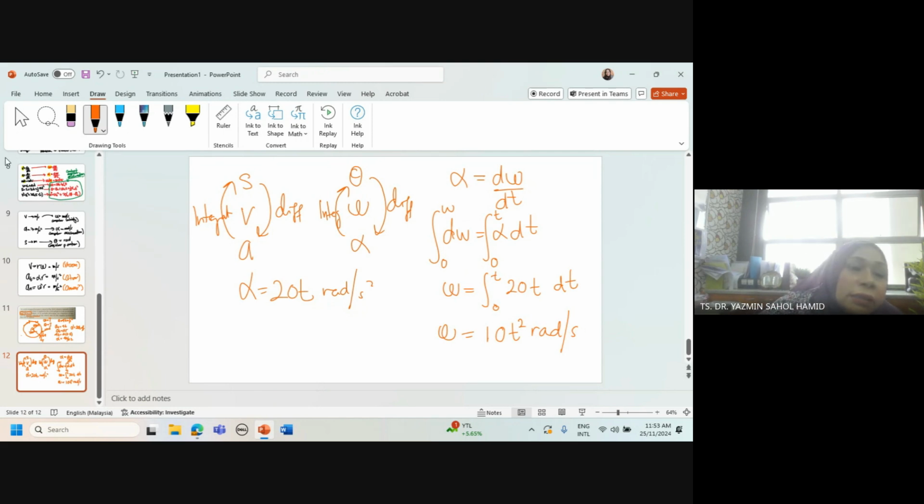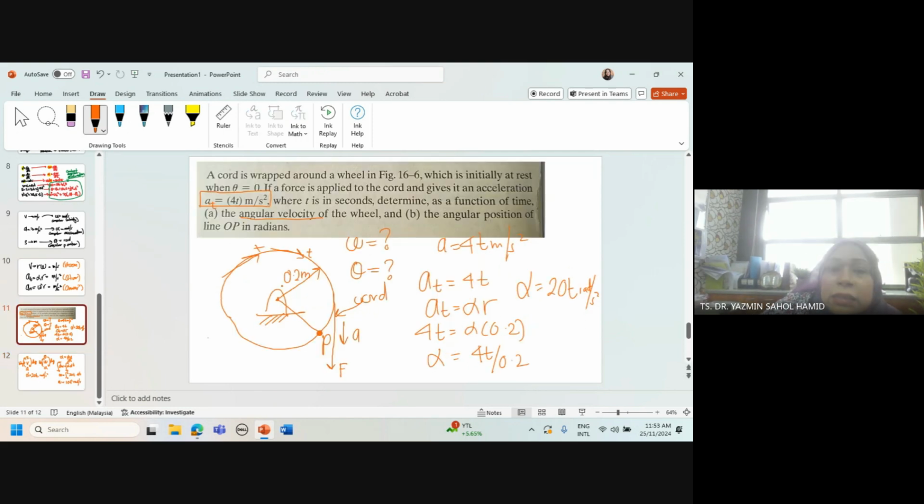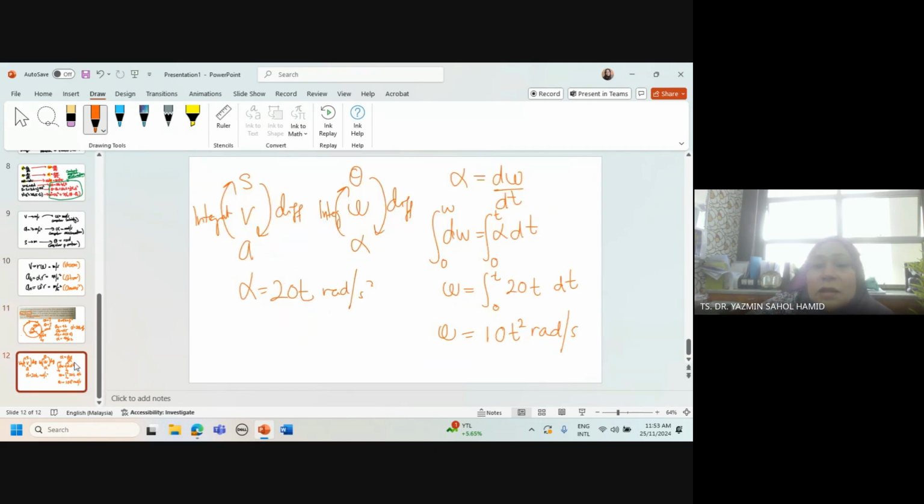So dalam soalan ni dia dah mention, dia kata nak dalam sebutan function of time. So itulah sebabnya untuk soalan ni kita tak solve guna constant angular acceleration formula. Kita pakai formula function of time. So you dapat dah omega sama dengan 10t squared. Okay. Alright, good. So itu baru omega. So sekarang ni kita nak apa? Lagi satu soalan dia minta apa?